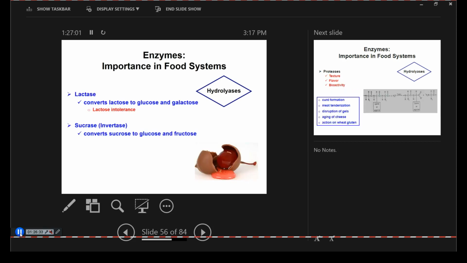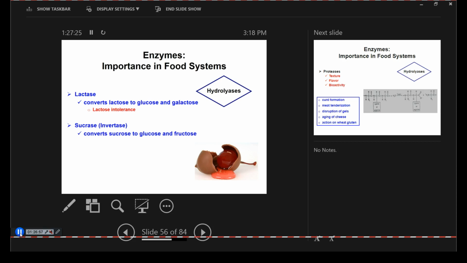Another application, lactase is used for production of lactose-free milk for lactose intolerance. So it converts lactose into glucose and galactose. It's for people that cannot digest lactose, so they break it down for them before consumption.